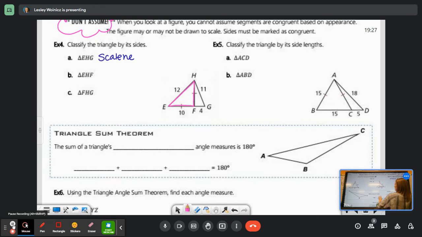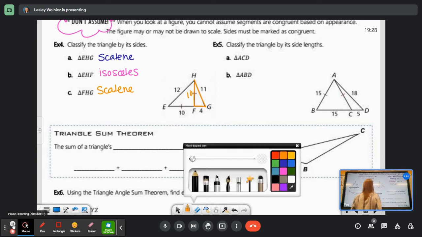That's this one. So we know that it's got these two congruent sides, but not three congruent sides. So it is isosceles. FHG. I've got a 10, a 4, and 11. We got another scalene. Ta-da! All right, look over here.